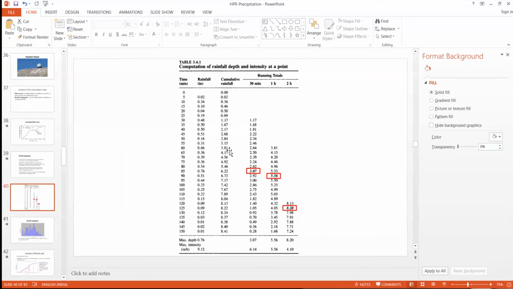Now we need to find the rainfall intensities in time intervals of 30 minutes, 1 hour, and 2 hours.